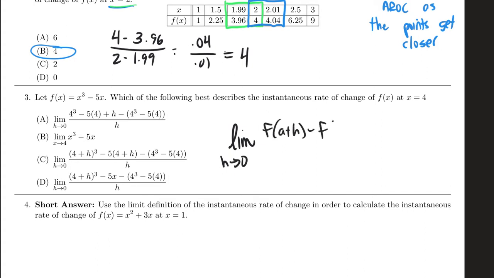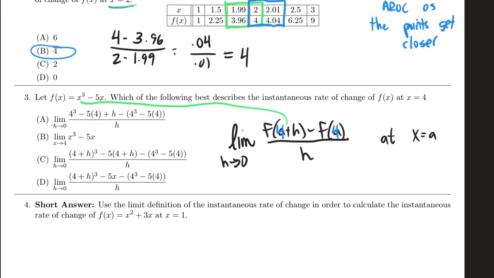All right, this is a little bit before we started doing all these derivative tricks and everything. So this is our original definition for the instantaneous rate of change at x equals a. So we have 4, so this is going to be a 4 plus h and a 4. So 4 plus h getting plugged into our function. You plug it in for the x's here. So we'd have 4 plus h cubed minus 5 times 4 plus h.